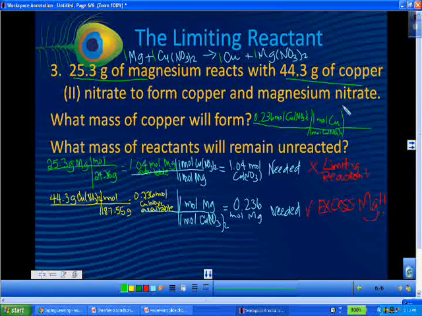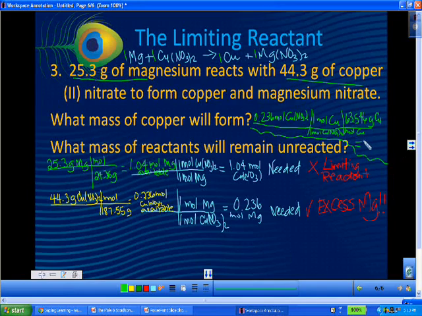Now that we are in moles of copper, we use molar mass. So straight from the periodic table, 1 mole of copper has 63.546 grams of copper. So this will get us our answer for this first one here. And it is 15 grams of copper.